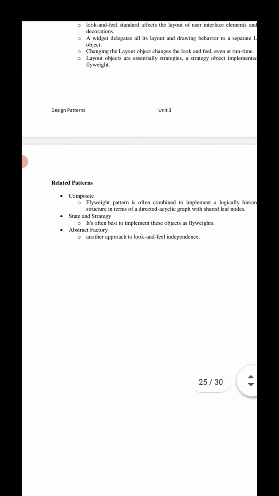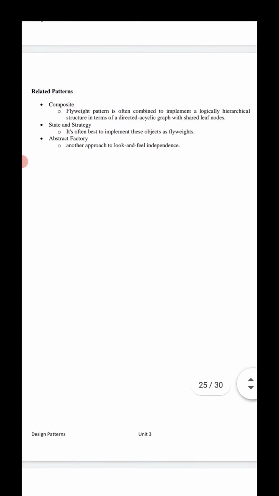And coming to the related patterns of the flyweight design pattern. The first one is composite. Already we should know about composite, where we compose objects into tree structures to represent part-whole hierarchies. Flyweight is often combined with composite to implement logically hierarchical structures in terms of a directed acyclic graph with shared leaf nodes.